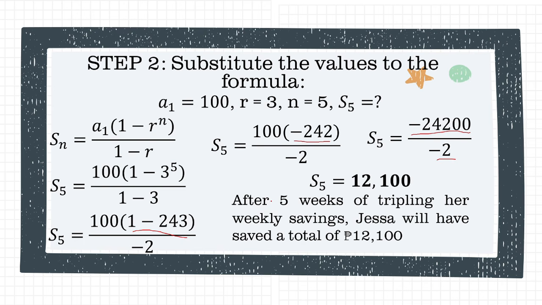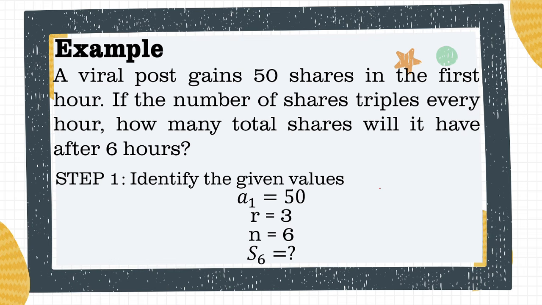So therefore, after 5 weeks of tripling her weekly savings, Jessa will have saved a total of 12,100 pesos. So our S of 5 is 12,100.